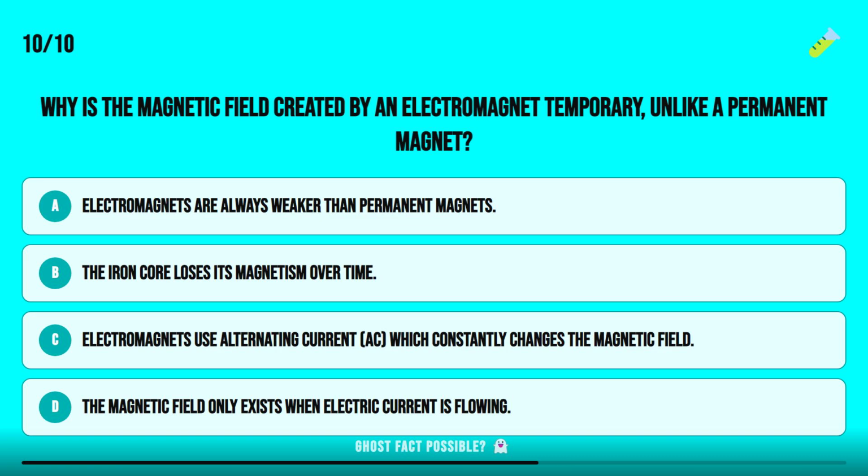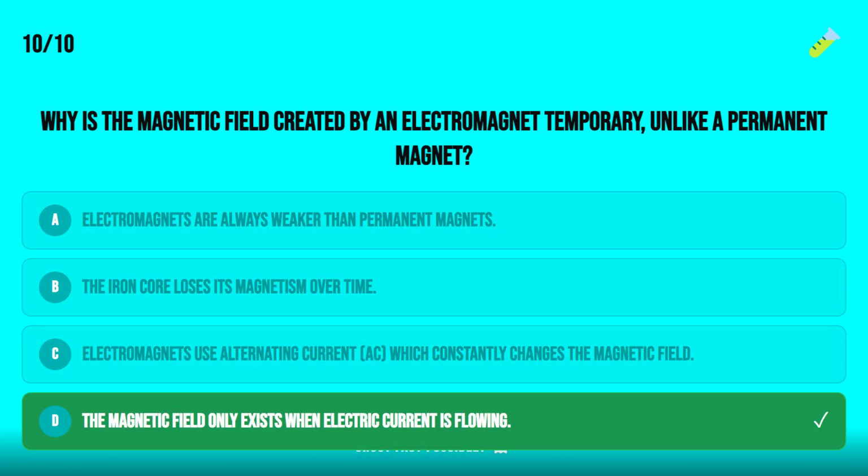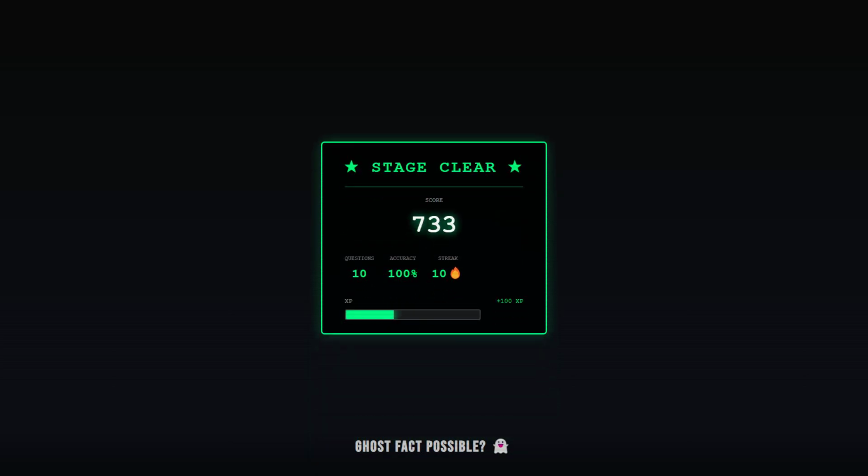Why is the magnetic field created by an electromagnet temporary, unlike a permanent magnet? Correct. The magnetic field only exists when electric current is flowing.